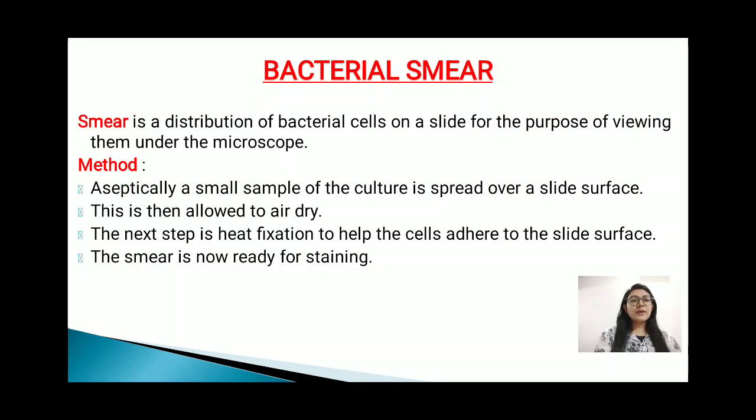First of all, we have to make a smear. Smear is a distribution of bacterial cells on a slide for the purpose of examining them under the microscope. Method for making the smear: aseptically, a small sample of culture is spread over a slide surface, then allow it to dry. Next step is heat fixation, which helps the cells to attach to the slide surface. The smear is now ready for staining.